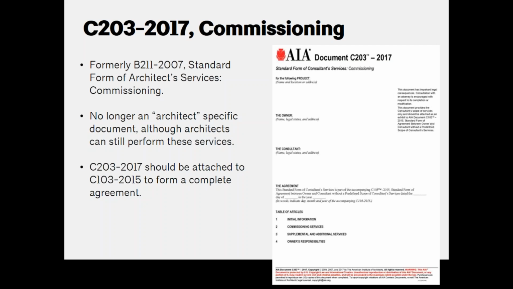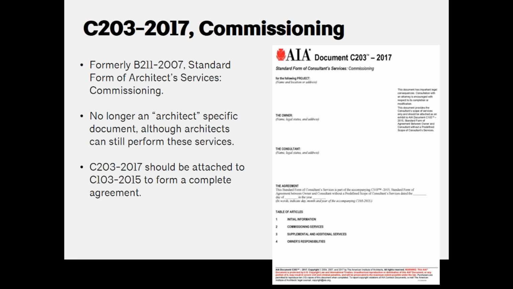And if you are paying attention to our nomenclature and the way that we name and number our documents, you will notice that this is the only document that we're talking about today that has a C in front of it. All of the other documents are B documents, which means they are owner-architect agreements and owner-architect scopes. This commissioning scope is in the C series because it is a consultant scope of services. If you are familiar with our previous commissioning scope, you'll know that it was titled B211, 2007, and it was titled Standard Form of Architect Services Commissioning.